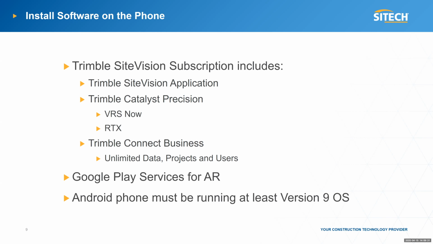Of course, this SiteVision is an application, so you'll find it on Google Play. You can even find it now. You just have to purchase a subscription in order to log in. And it will also install the Google Play service for augmented reality, which is well known as ARCore. Another recommendation is that the Android phone must be running at least version 9 of the operating system. But you'll always get information if your operating system is not up to date.